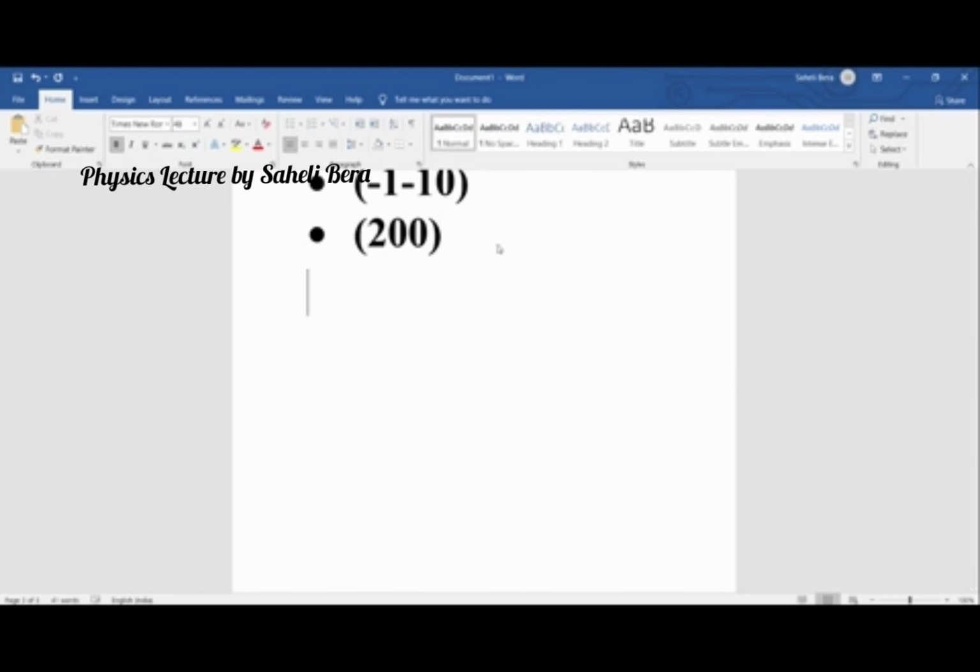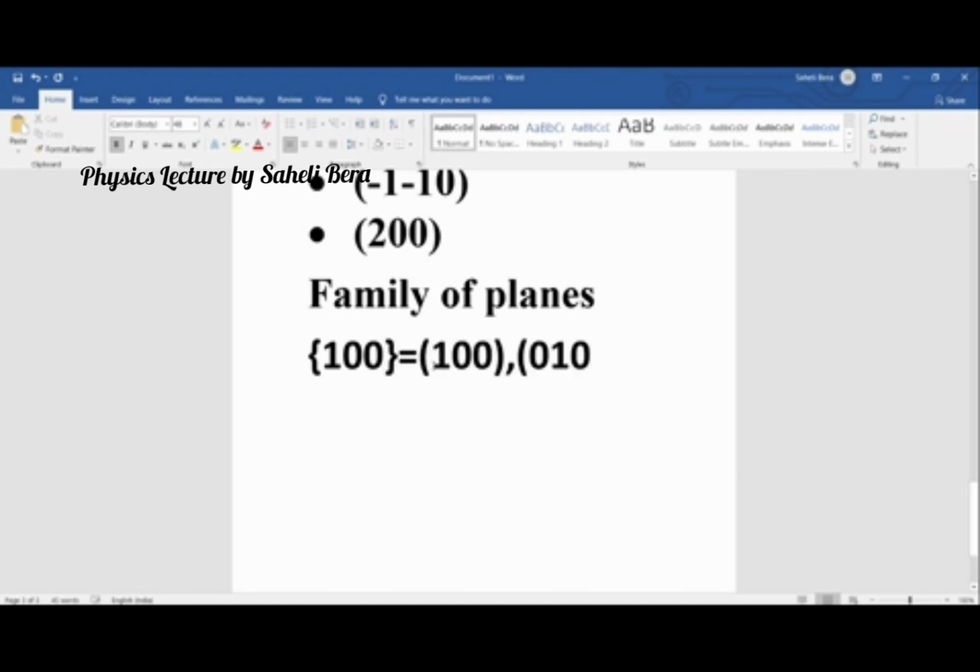Then there is another term called family of planes. This is the notation for the family of planes, with HKL. It can be 1 0 0, which means 1 0 0, 0 1 0, 0 0 1, and also the negative ones like 1 bar 0 0, 0 1 bar 0, 0 0 1 bar. Please write it in your notebook.